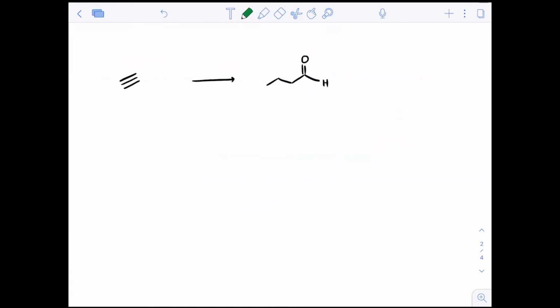Let's do this again. 1, 2 carbons. Well, 1, 2, 3, 4. Yikes. Now we see that we don't have the right number of carbons. I'm going to try one thing with numbering here, numbering to just count up the carbons. I know I'm adding carbons here because my product has 4 carbons and my reactant only has 2.